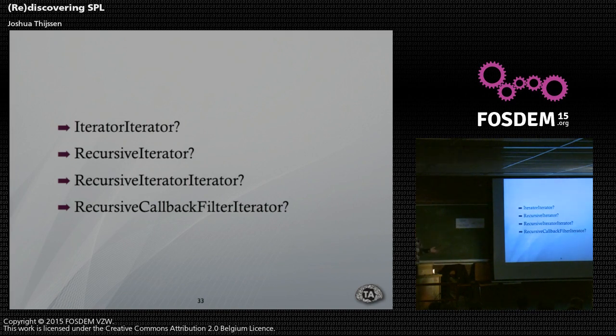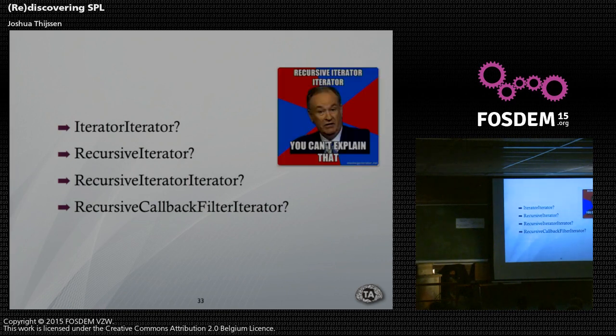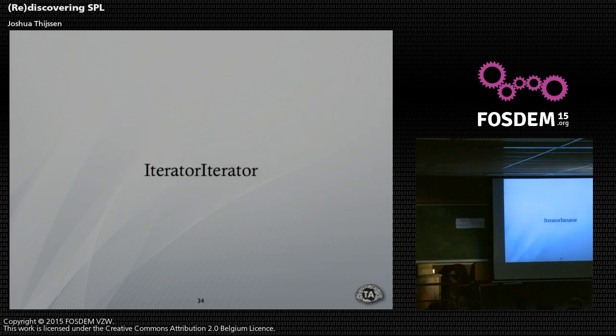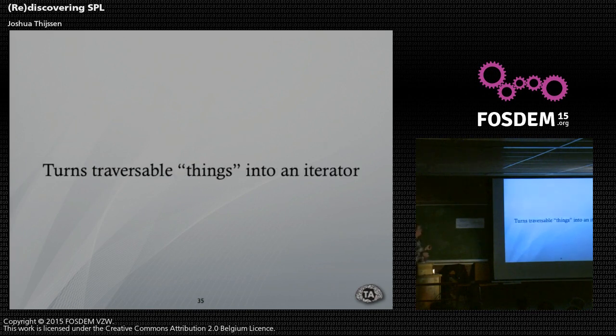Explain this to somebody who has never used SPL, right? I'm going to try, sort of. This is what sometimes makes things hard in SPL as well. So let's start with the iterator. The iterator basically does what it says. It iterates over iterable items. Actually, what it does is turn traversable things, and "things" is really global here, into an iterator.